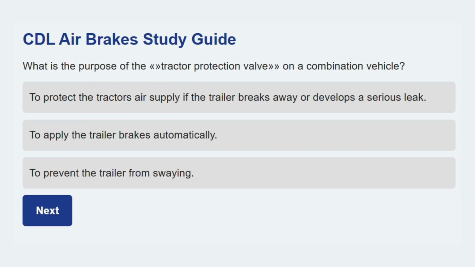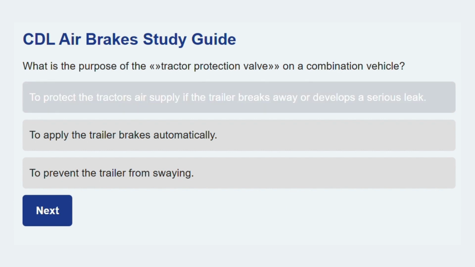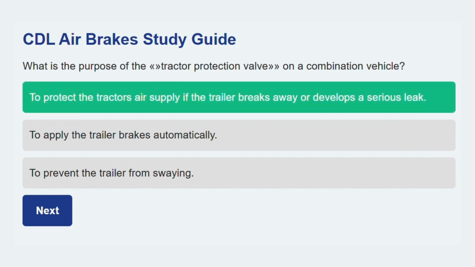Moving forward. What is the purpose of the tractor protection valve on a combination vehicle? To protect the tractor's air supply if the trailer breaks away or develops a serious leak. This valve automatically closes to ensure the tractor retains enough air pressure to stop safely.